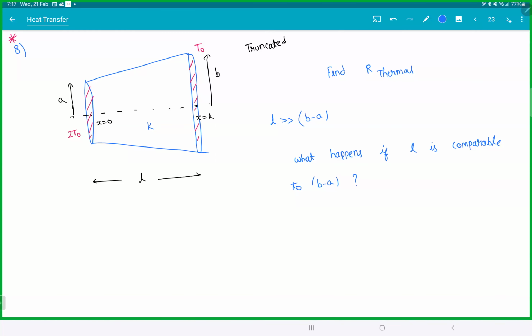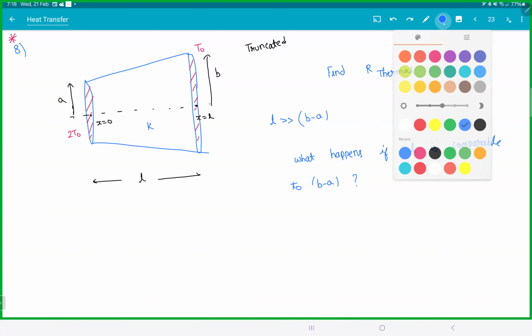Game has started. You can clearly see, right? When heat is flowing from left to right, each part has a different area. Area is not constant, so you can't say L by K. That is how you know integration has come into the picture.